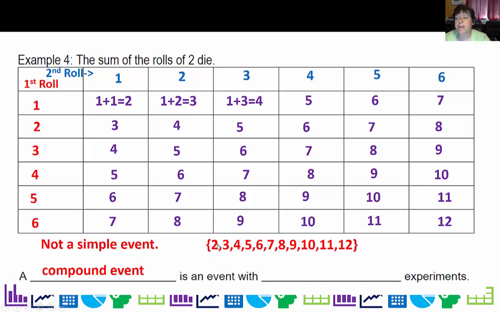Notice that 1 is not one of the outcomes because the lowest number I can roll both times is a 1 and a 1, which is 2. So 2 is my lowest outcome. 12 is my highest outcome. Also, notice that not all the outcomes are equally likely. We only have one 12 and one 2, and our most popular outcome is 7. Okay, so a compound event is an event with more than one experiment.